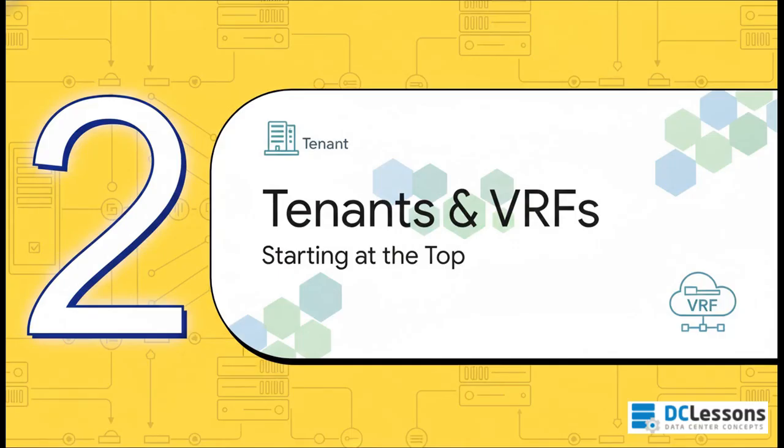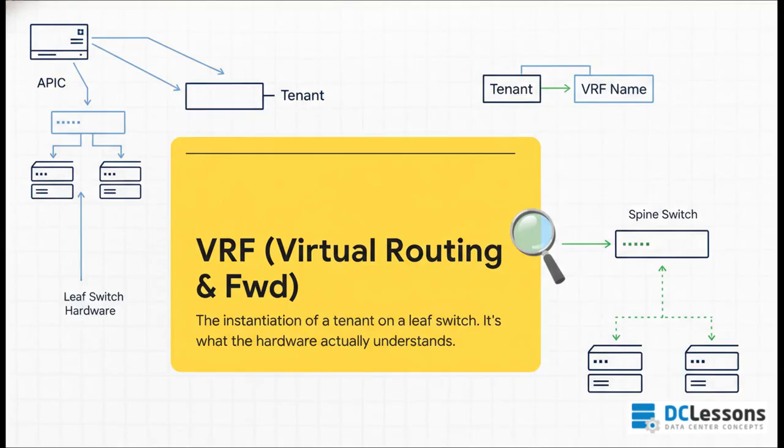All right, let's get our hands dirty and start at the very highest level of the policy model, the tenant. Or more importantly, how that tenant actually gets built in the fabric as a VRF. Now, this is a super important point, so you'll want to remember this. We configure a tenant in the APIC GUI all day long, right? But the actual leaf and spine switches have no idea what a tenant is. None. All they understand is the VRF, which is written as that combination of the tenant name and the VRF name. This is the real tangible thing that does the routing in the hardware.